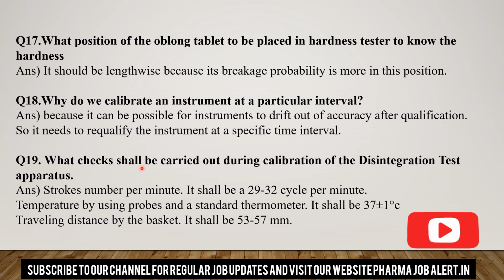So what checks shall be carried out during calibration of the disintegration test apparatus? As you know, the disintegration apparatus moves up and down in the basket. The distance traveled shall be 53 to 57 mm. Temperature must be tested by using the probes and a standard thermometer. It shall be 37 plus or minus 1 degree Celsius. And the strokes per minute shall be 29 to 32 cycles per minute.